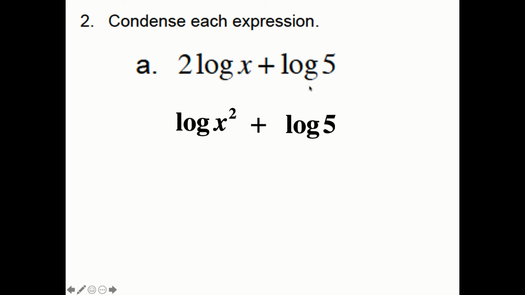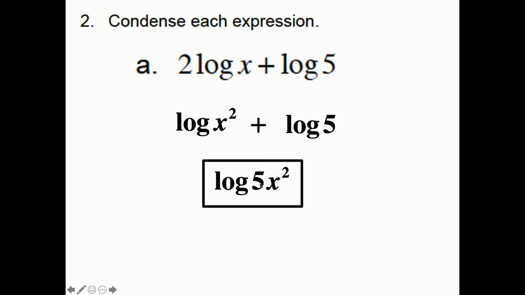Plus, this doesn't have an exponent, so it stays this way. Then we have to get rid of the plus. By getting rid of the plus, it means we're going to multiply the x squared times the 5. So we have the log written one time, and that would be written as 5x squared. When you multiply a number to a variable, remember the number always goes first.